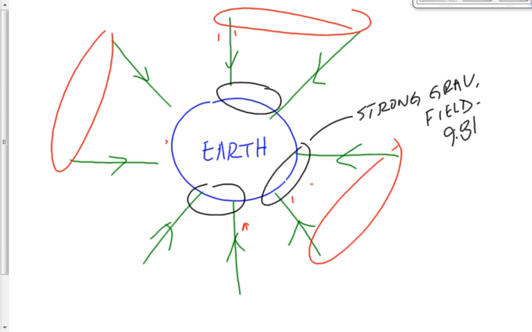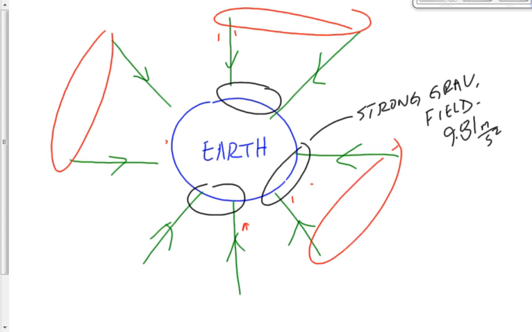9.81 meters per second squared. Okay. That's the gravitational field strength. It's the acceleration due to gravity. Look, if I take this board marker away, we would still say gravity is 9.81 there, right? That's the field strength, the acceleration due to gravity. That's what we've been talking about.